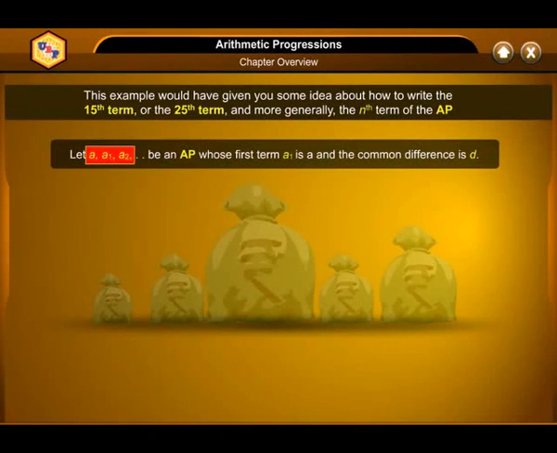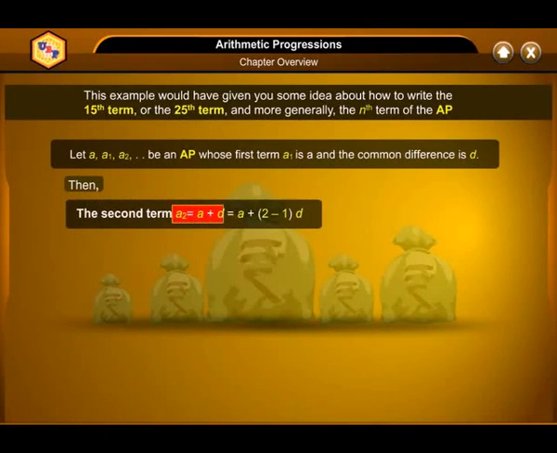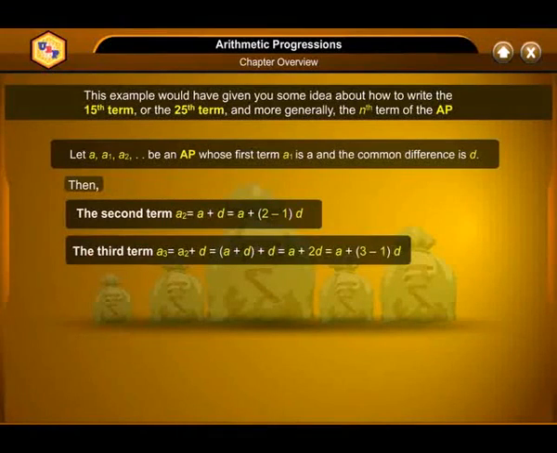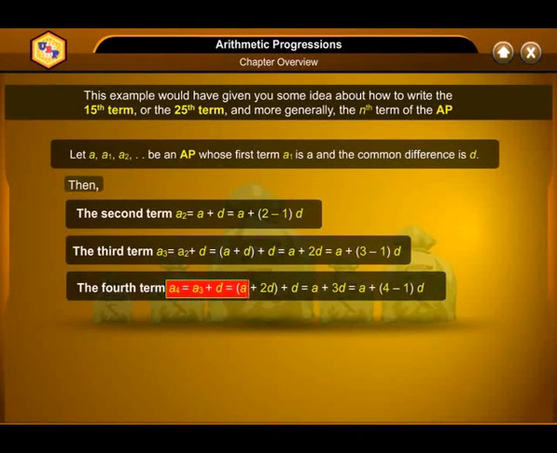Let a, a1, a2 be an AP whose first term a is a and the common difference is d. Then the second term a2 is equal to a plus d, equal to a plus (2 minus 1)d. The third term a3 is equal to a2 plus d, equal to a plus d plus d, equal to a plus 2d, equal to a plus (3 minus 1)d. The fourth term a4 is equal to a3 plus d, equal to a plus 2d plus d, equal to a plus 3d, equal to a plus (4 minus 1)d.